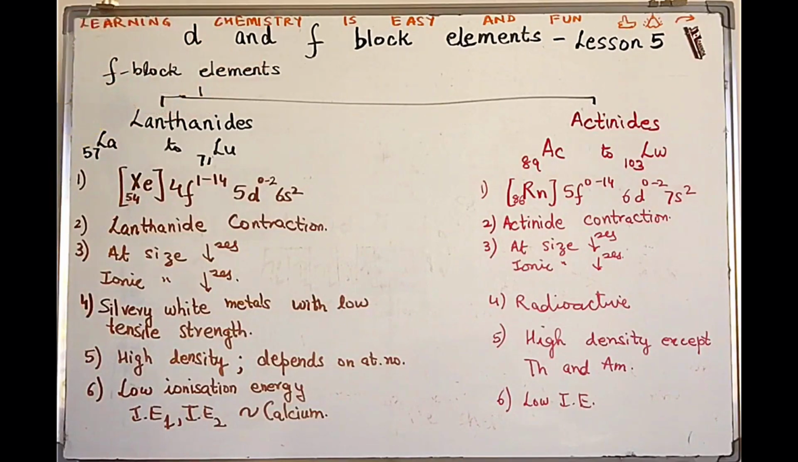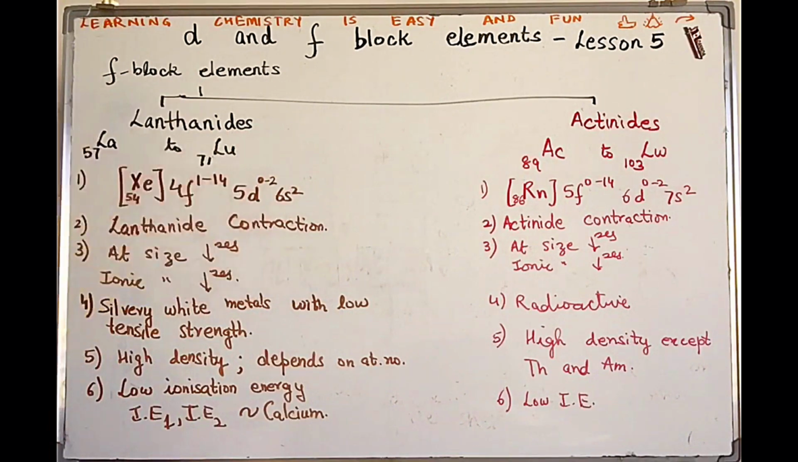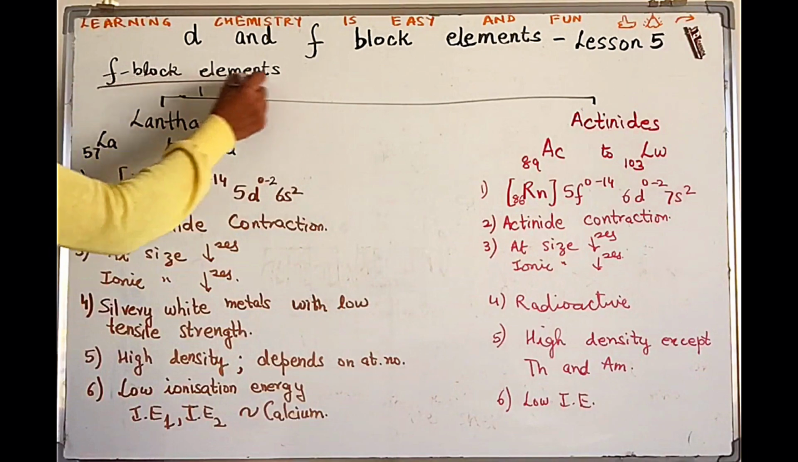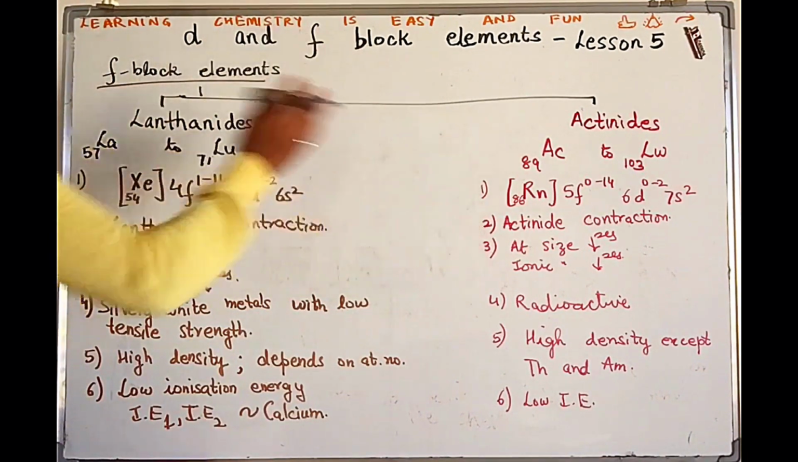Lesson 5, D and F block elements. Now here what I've tried to do is, we are doing the F block elements. I'm taking the study of lanthanides and actinides parallelly, and in the event we are also doing a comparative account of both of them. So the F block elements are divided into two categories, lanthanides and actinides.